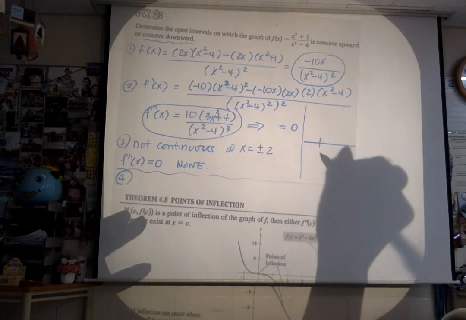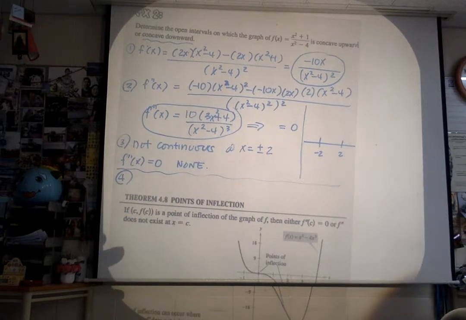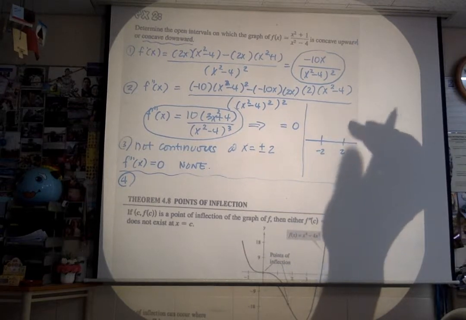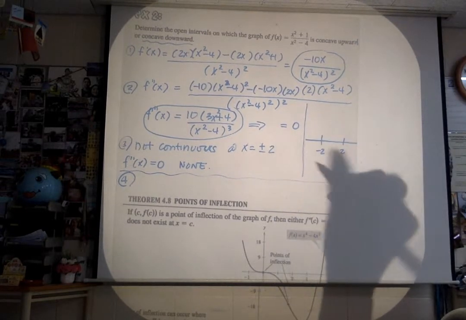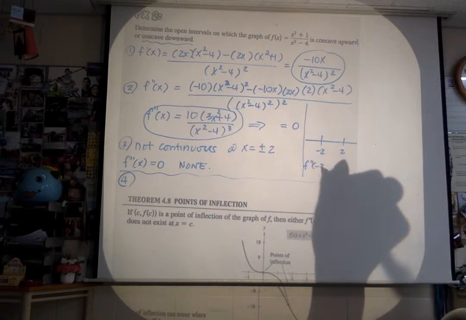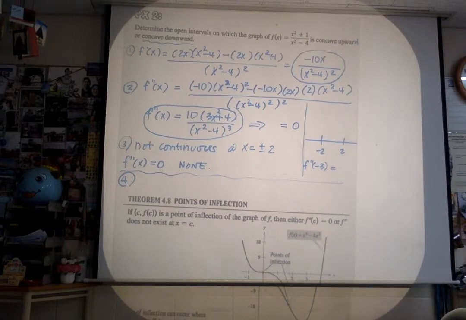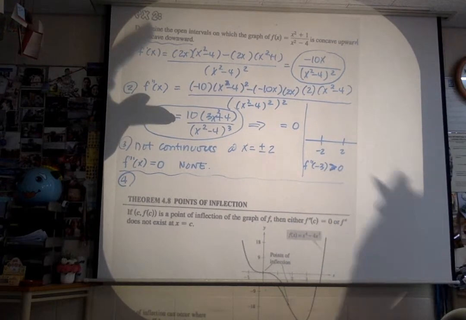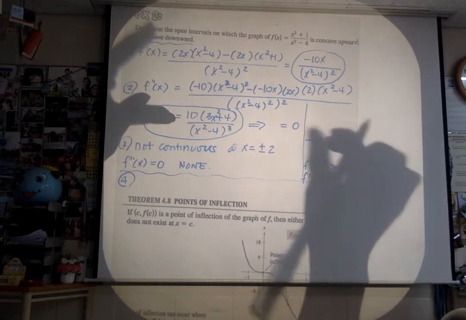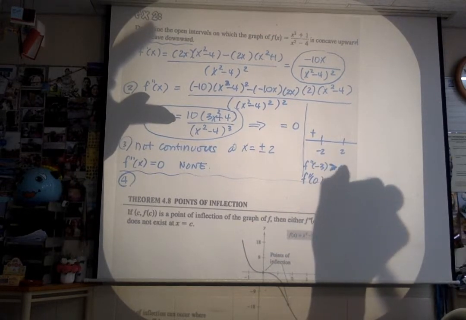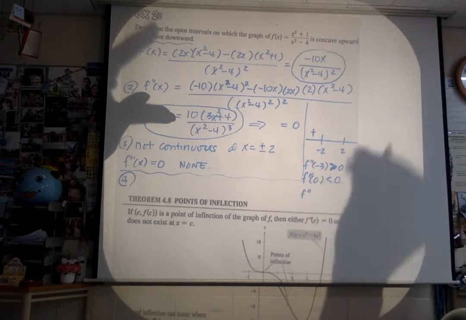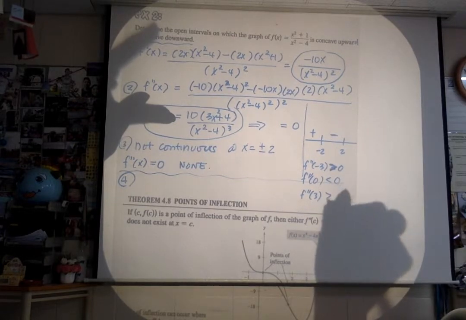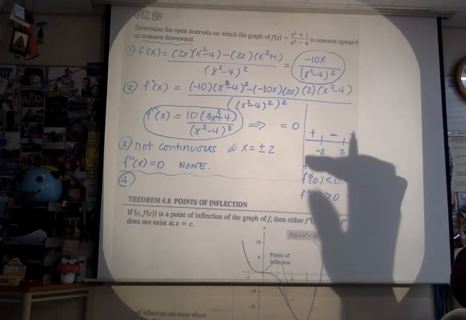Let's make a little number line, and let's put negative 2 and 2, our critical numbers, and see what the behavior is in this area and this area. Try negative 3. I tried f double prime of negative 3, and when I plug it in, I know for sure it's greater than 0. So it's positive here. Now I'm going to try somewhere in between: f double prime of 0, and I got less than 0. That's negative. How about 3? I get greater than 0, which means positive.